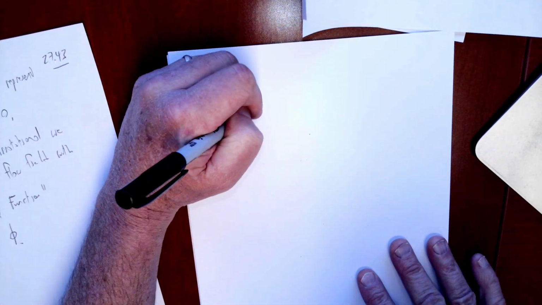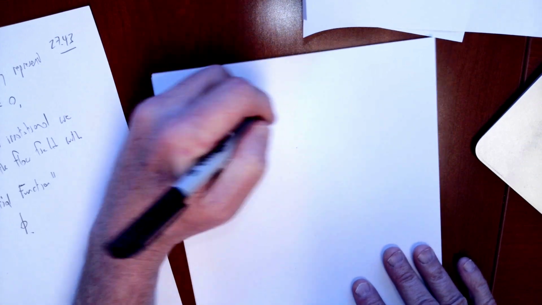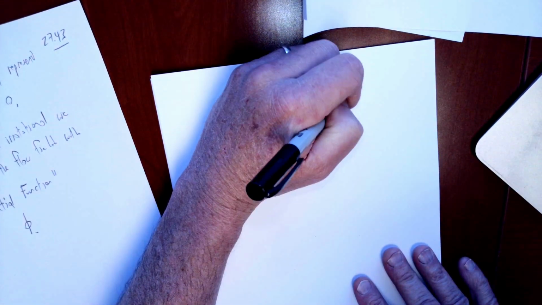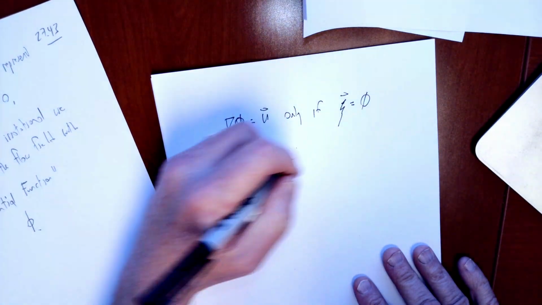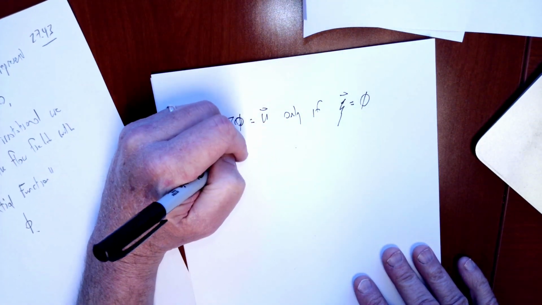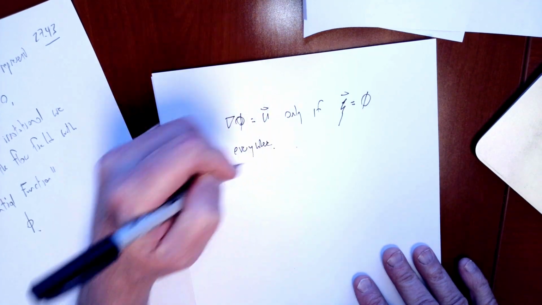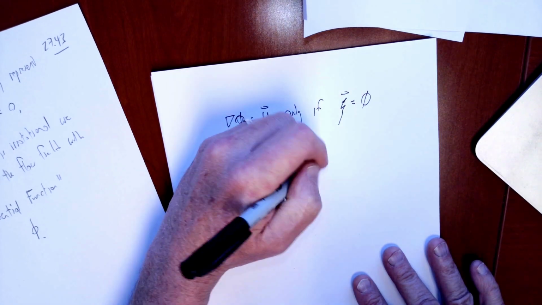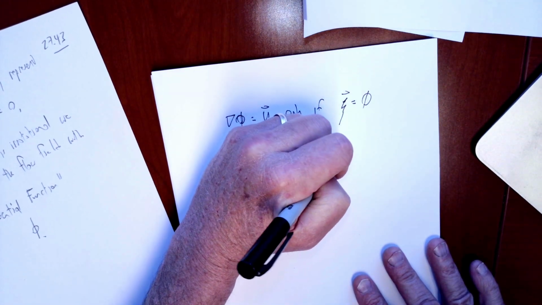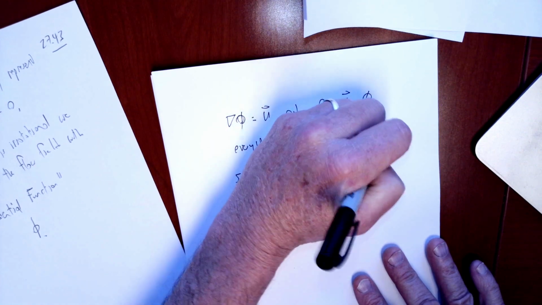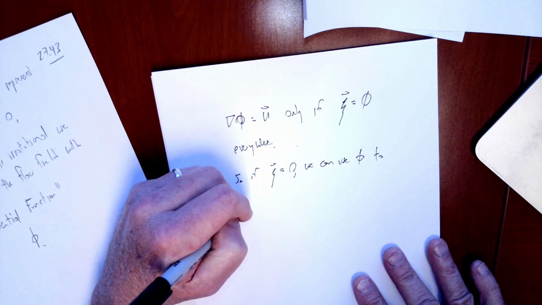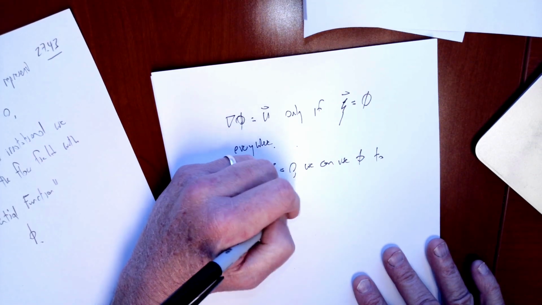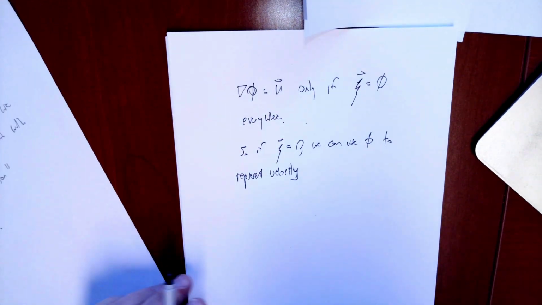So the conclusion is del phi can equal u only if psi, the vorticity, is 0 everywhere. So if vorticity does equal 0, we can use phi to represent velocity. This has some mathematically powerful implications for us. So we're going to be able to use that.